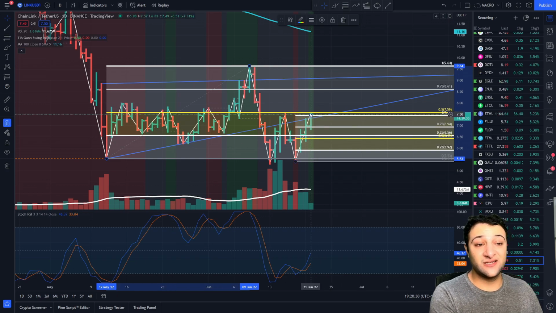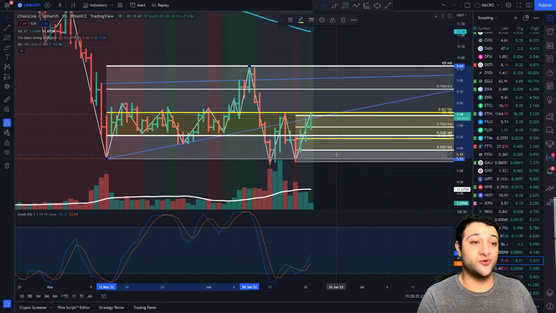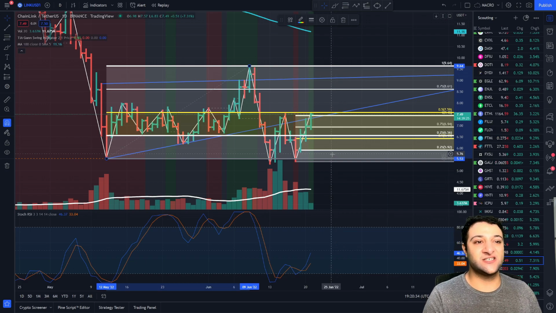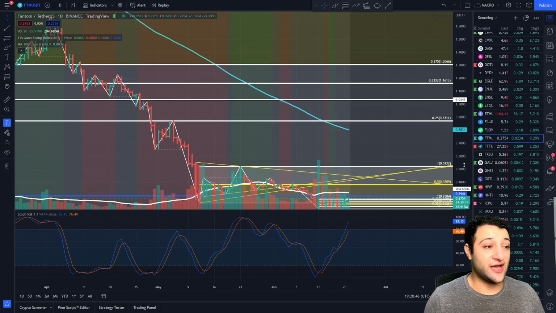Of course, it could be rejected at the 50% and get knocked back down, at which point you may want to go short. So the 50% is just a very damn good trend line to have a look at. The next one up I'm going to look at is Fantom.